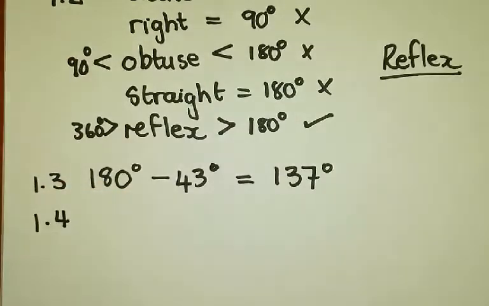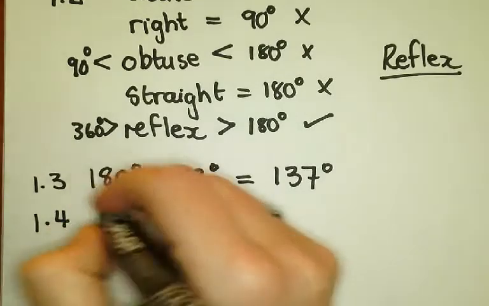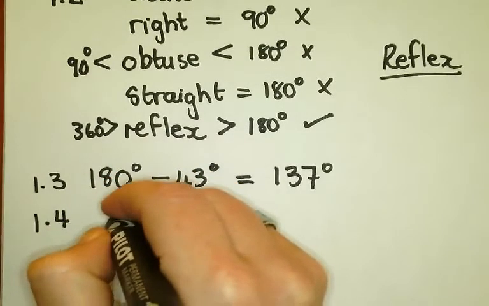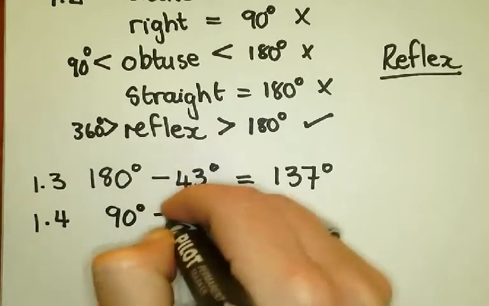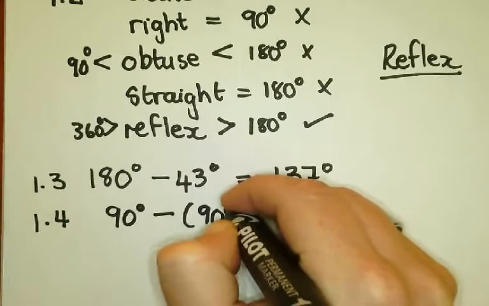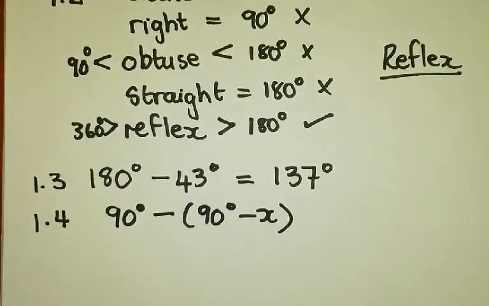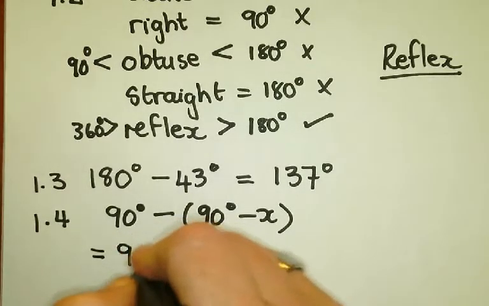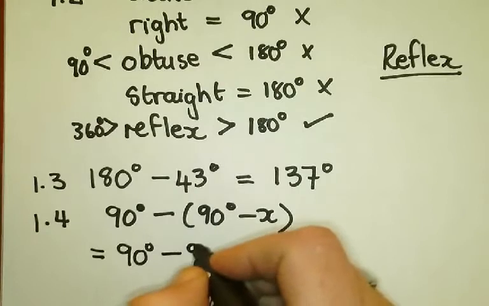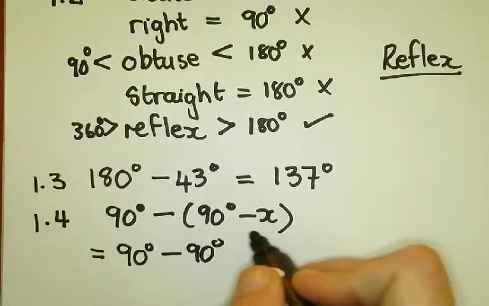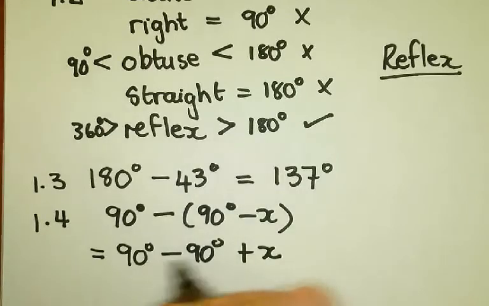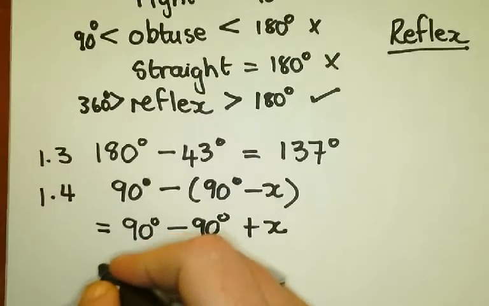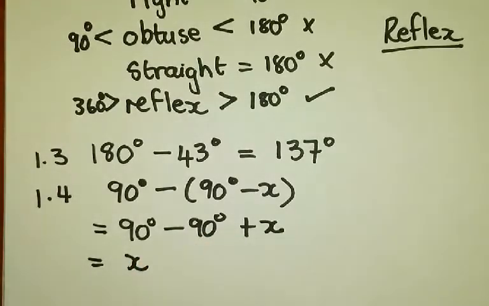For 1.4 we need to find the complement of 90 minus x. Now guys, this might look a little bit scary, right? But we do it exactly the same way. It is a complementary angle, therefore it's 90 minus the angle. Then we have to do some maths. So we have to get rid of this bracket thing. So it's minus 90, and minus times a minus gives me a plus. 90 minus 90 is simply 0, and so the answer here is simply x. Right, so please don't get scared when you see bigger questions like that.